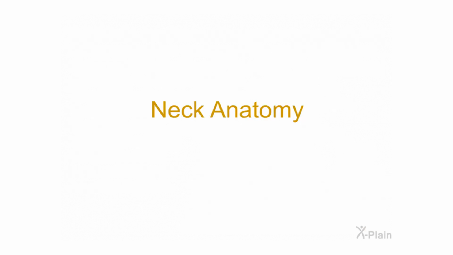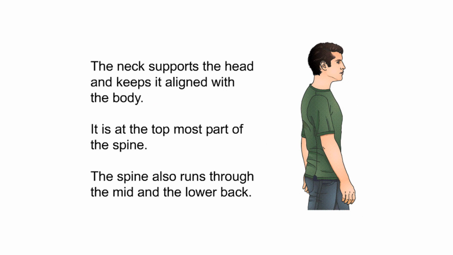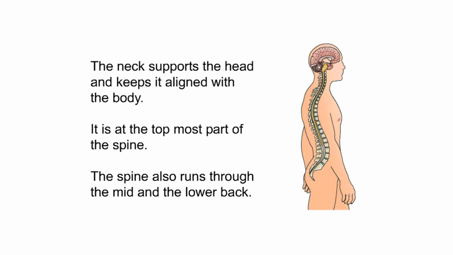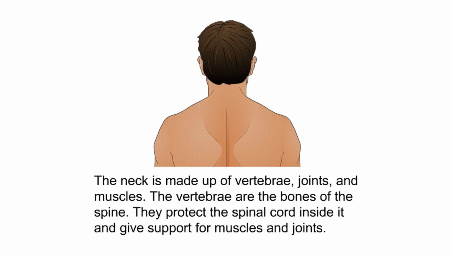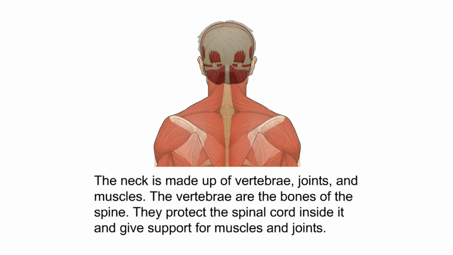Neck anatomy. The neck supports the head and keeps it aligned with the body. It is at the topmost part of the spine. The spine also runs through the mid and the lower back. The neck is made up of vertebrae, joints, and muscles. The vertebrae are the bones of the spine. They protect the spinal cord inside it and give support for muscles and joints.